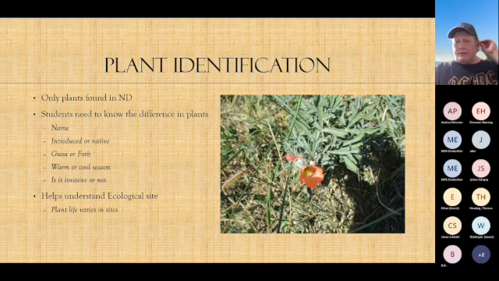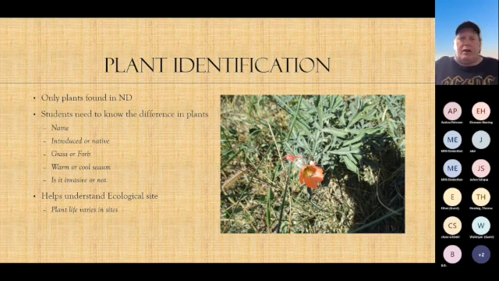On the last site, plant identification, which to me is extremely important. On that site, I will only use plants found in North Dakota. Students need to know the difference in plants, so they just need to know the name. Is it introduced? Is it native? Is it a grass or a forb? Warm season or cool season? Is it invasive or not?